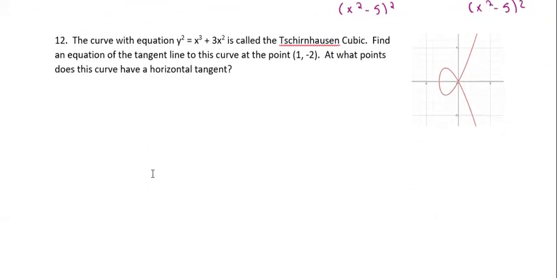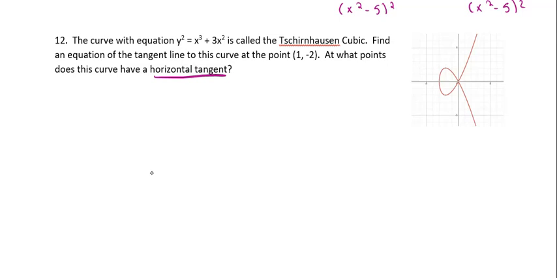Number 12. So we have a curve with the equation, and you can guess how to pronounce that. It's kind of a neat looking curve though. So it's asking us to see where it has a horizontal tangent. A horizontal tangent means that if we're looking at our derivative, it will be zero.